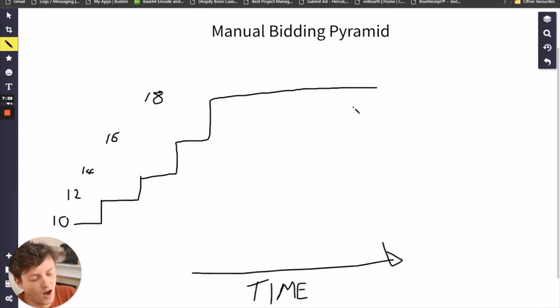Now that's the upwards ladder manual bidding strategy, where you start off at a low bid and you gradually increase the bid until you get things spending, until you can leave it at that bid for a long enough time where you're spending enough and you're making enough conversions.